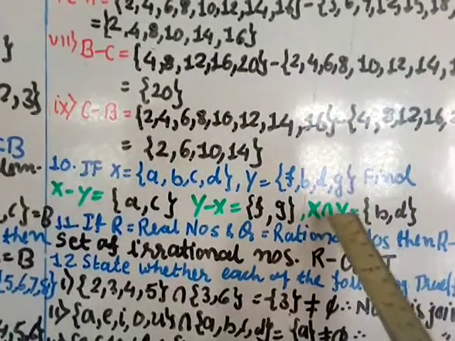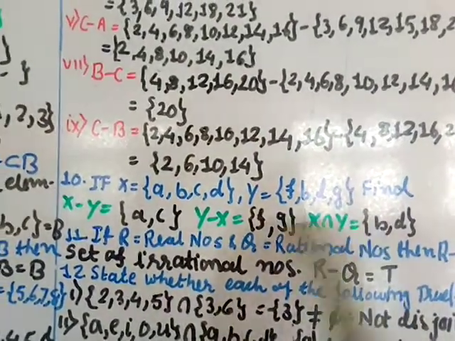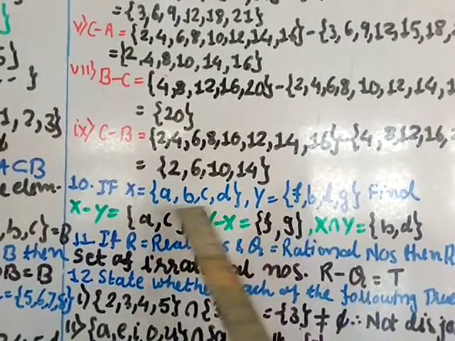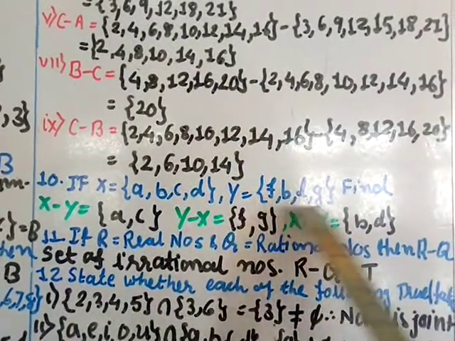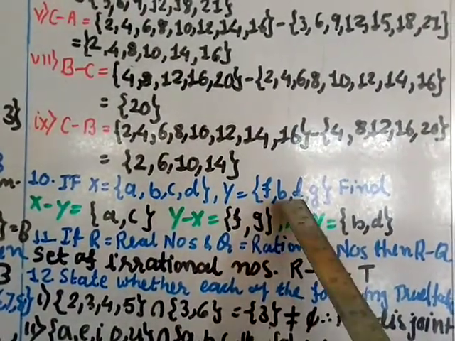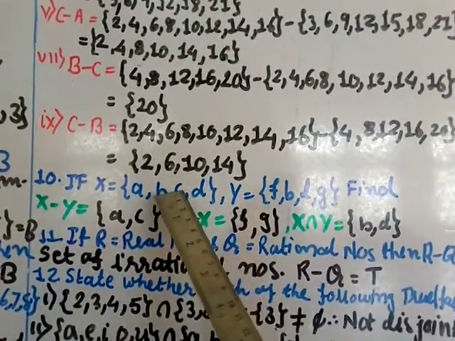Then X intersection Y means only the common elements to X and Y both. So common elements, A is there but not here. B is here, it is here, so we shall take. C is here, but it is not in the second set, so we shall not take. D, it is here, so we shall take. Here F is there, but it is not there, so we will not take. And G is here, but it is not here.